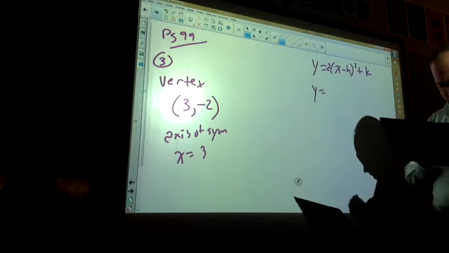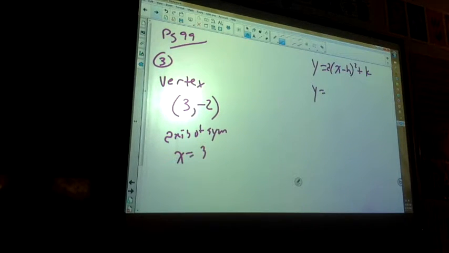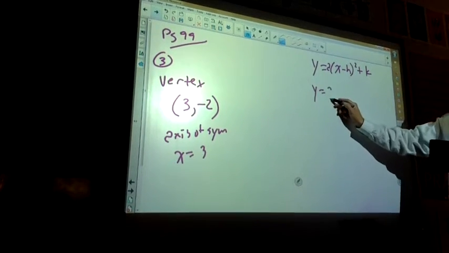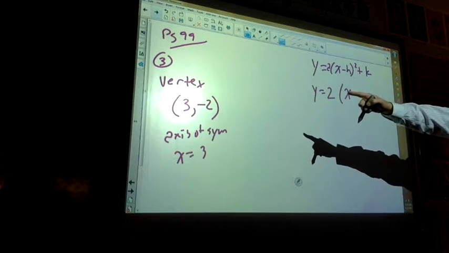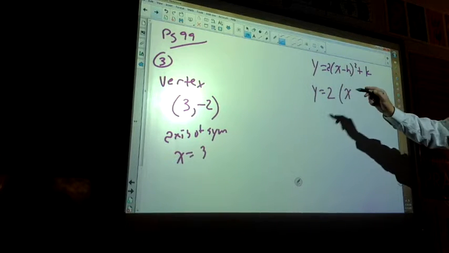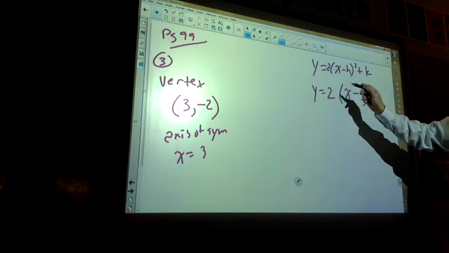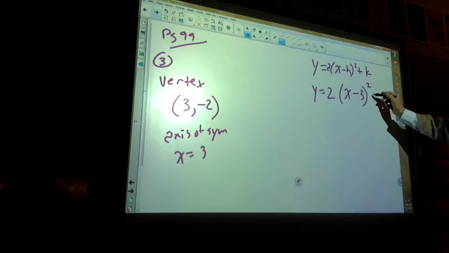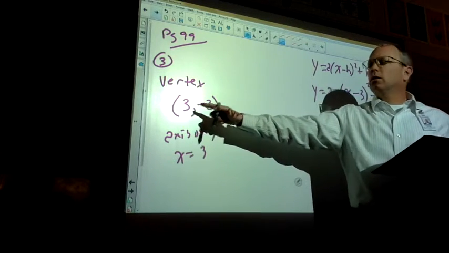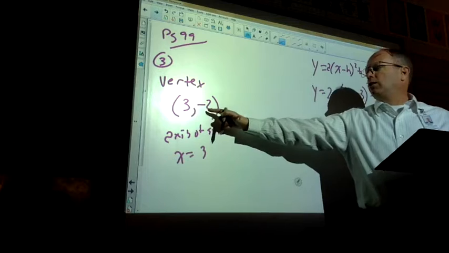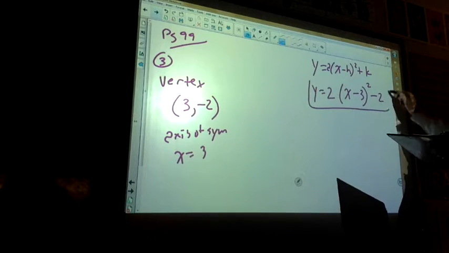So let's figure out the A value. If I go from my vertex, if I count right 1 and up 1, does that work? Or do I go right 1 and up 2? Up 2. So what's my A value? 2. Is that okay? And then I have x minus 3, right? It stays -3, remember, because it's grouped. And then -2. So it's the opposite sign of this, the same sign as this. So this is my equation in vertex form.